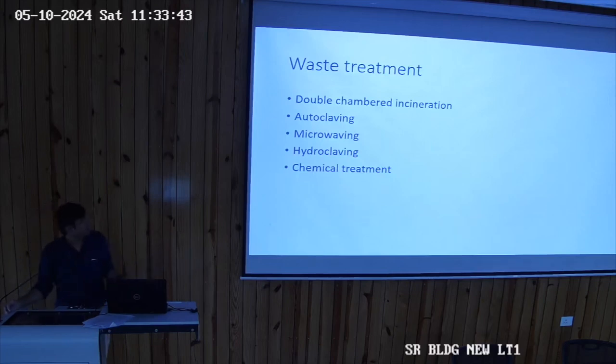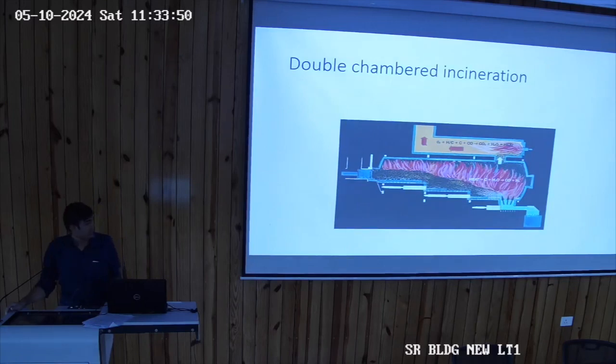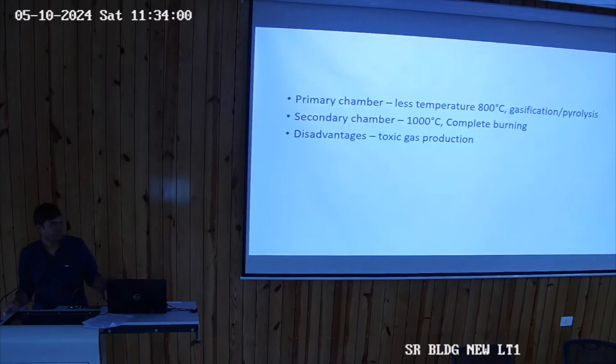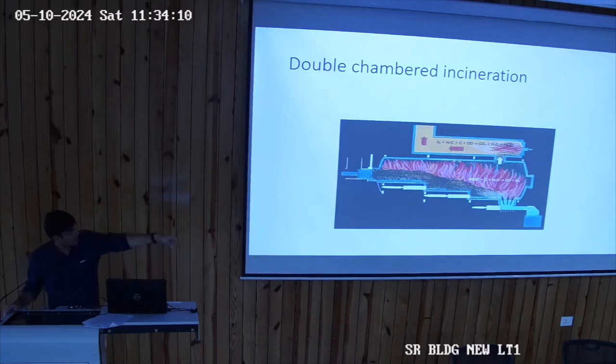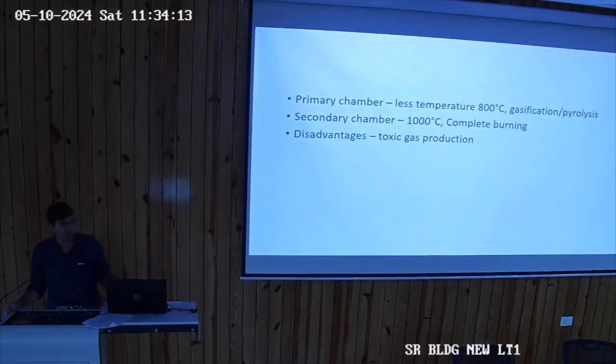So these are the different methods available: double chambered incineration, autoclaving, microwaving, hydroclaving, and chemical treatment. Double chambered incineration has two chambers. In the primary chamber, there is a lower temperature, 800 degrees Celsius only, and gasification or pyrolysis happens. The gas which originates from the primary chamber goes to the secondary, which has a higher temperature, and complete burning takes place there. Disadvantage: toxic gas production.